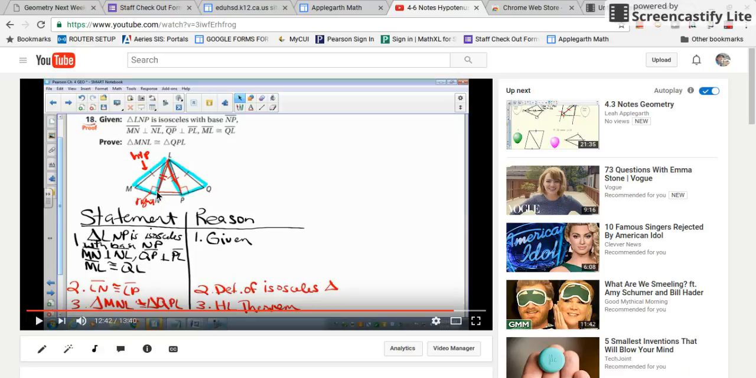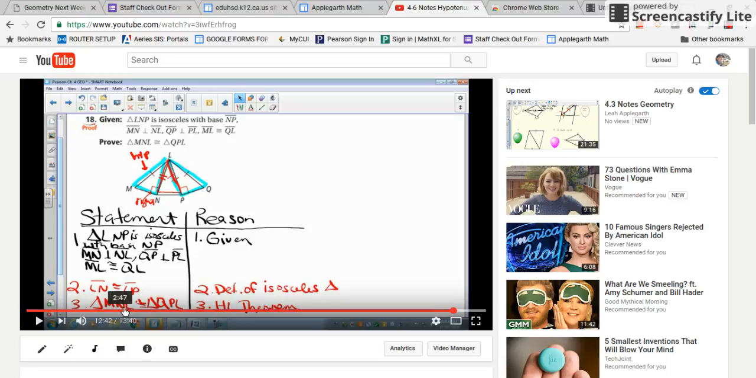So if we look, we're trying to prove these two blue triangles are congruent. And we have that angle N is congruent to angle P. Not sure. Oh, no, sorry. LN is congruent to LP. That's the definition of isosceles triangle if the two sides are congruent to each other.